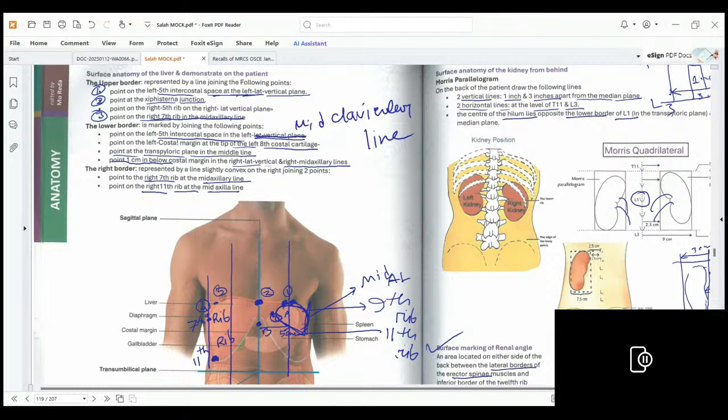And the right border is represented by a straight line convex on the right joining two points: a point on the right seventh rib at the mid-axillary line and a point on the right eleventh rib at the mid-axillary line. This is the right border.